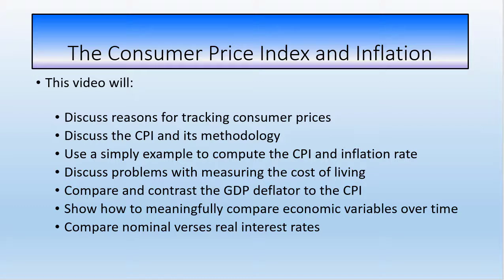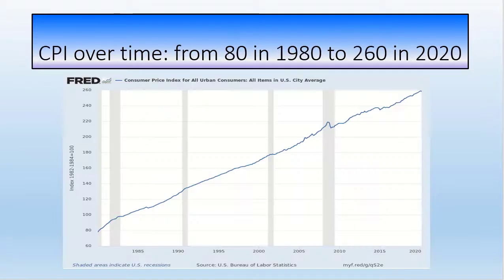Now, before we go further, let's actually look at what the Consumer Price Index looks like over time. So here we have it. I graphed it out from 1980 to 2020. The index started out at 80 in 1980, and it went all the way up. You can see it creeping up there, all the way up to 260 in 2020.